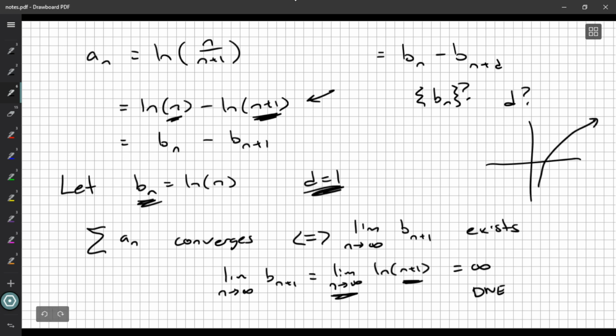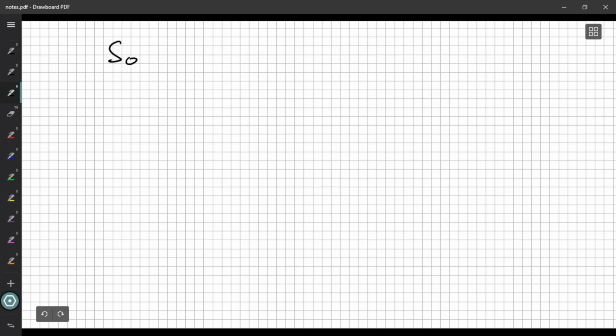Remember, saying limit equals infinity is just a very special case of does not exist. Okay. But since the limit of the b_n's doesn't exist, then that means the series cannot converge. So our telescoping series diverges. And there we go.